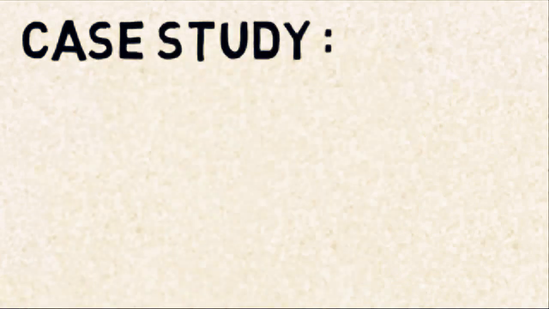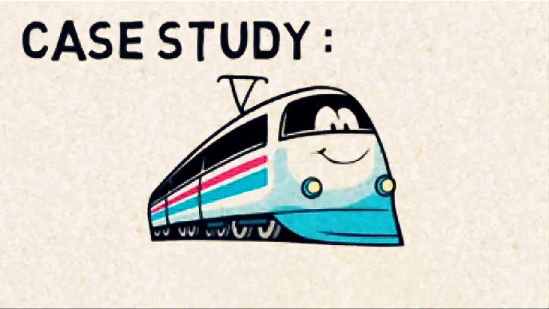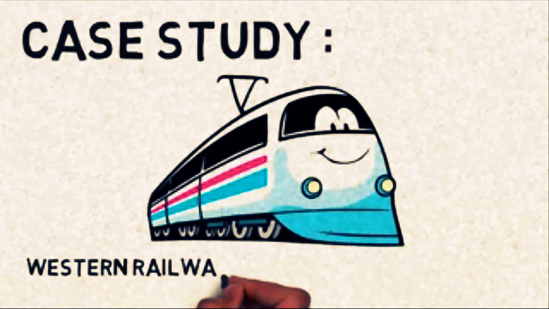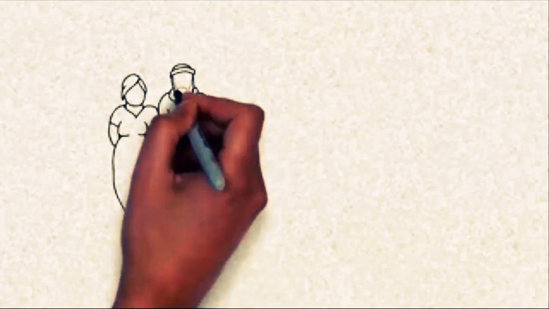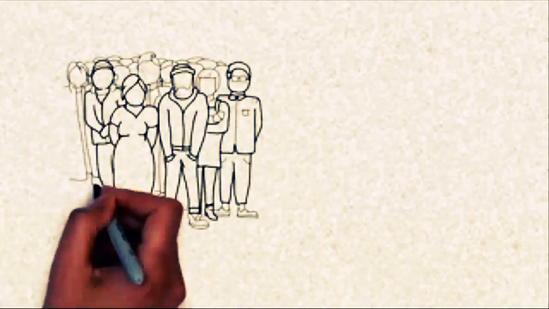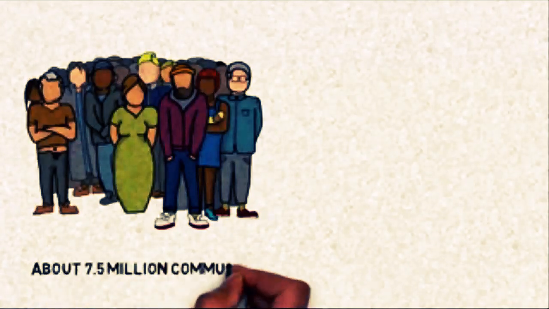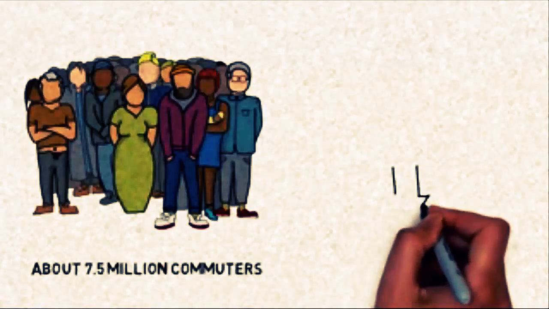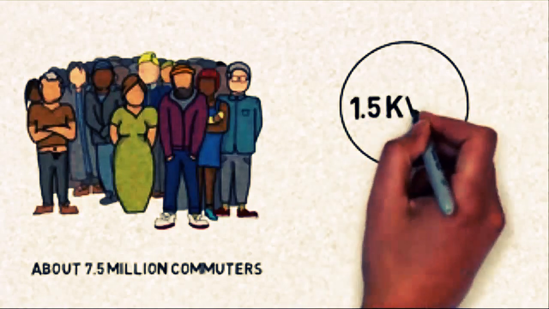Let us now move towards the case study of the SCADA-based system of the Western Railway Suburban Train, which we have taken as the case study. The Western Railway Suburban Train Network is the world's most dense network in terms of commuters. Daily, 7.5 million commuters travel by Western Railway trains. The SCADA system is the most vital part of the Western Railway network.